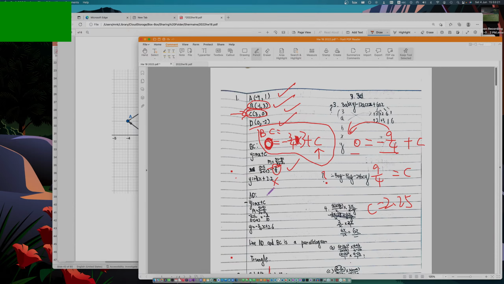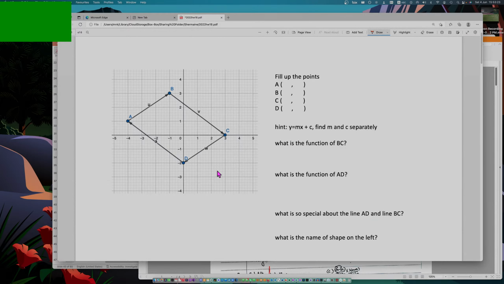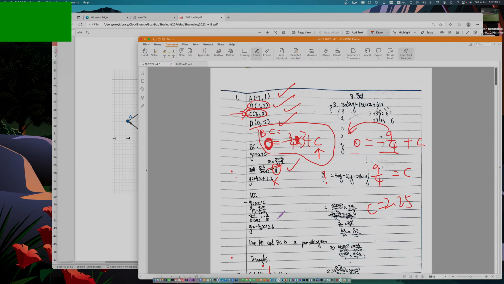To find AD, where's AD? AD is here. So how do you find the gradient? First thing first, gradient is y2 minus y1. So what's your answer? Let me focus. Minus, okay.